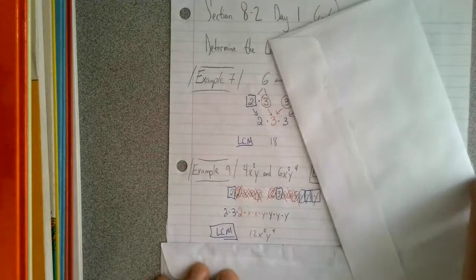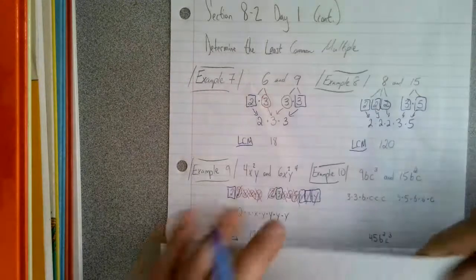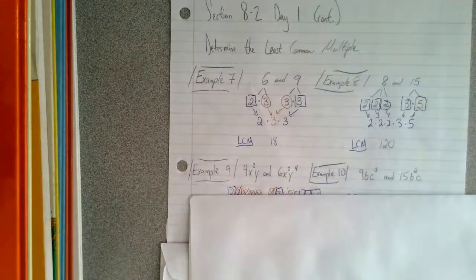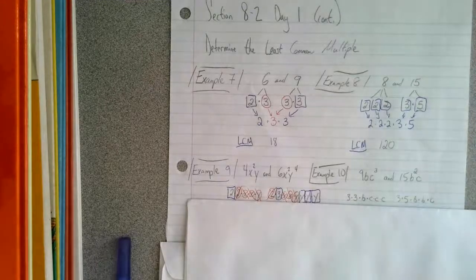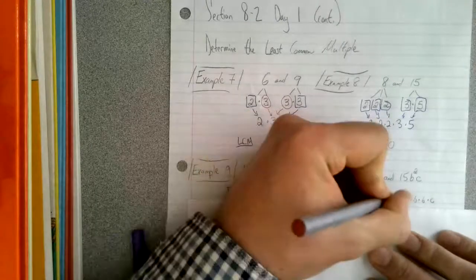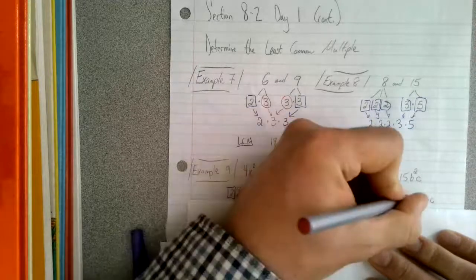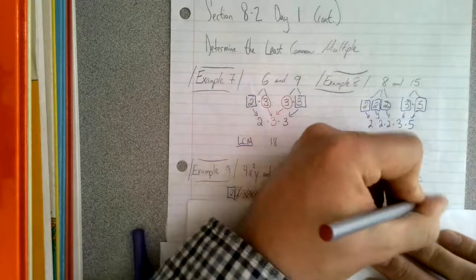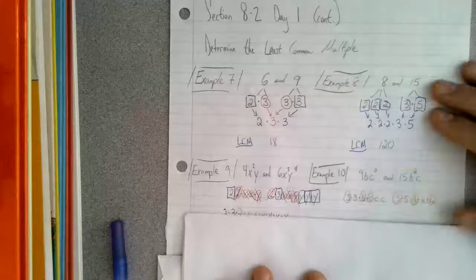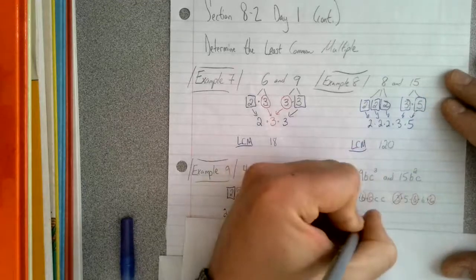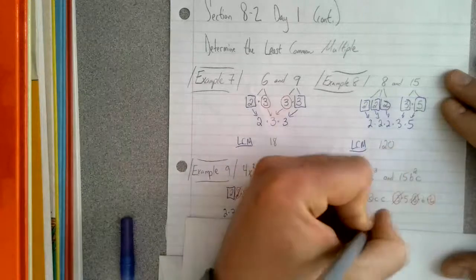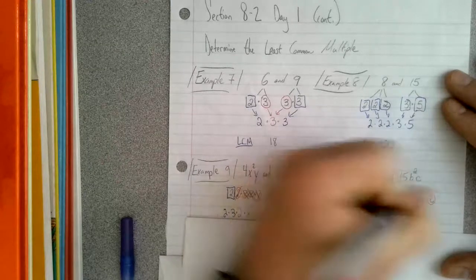Last one, we have 9b c to the 3rd and 15b squared c. So we list the factors. We identify factors that are shared in common, and we bring those down. So I brought the 3 down, I brought a factor of b down, and I brought a factor of c down.